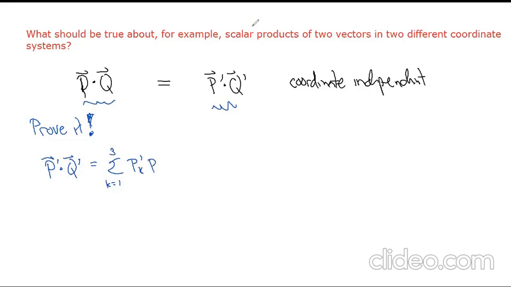So this is what the scalar product means in a coordinate system. Shame on me for using it, but we have to for this proof. So I match the 1 and 1, the 2 and 2, and the 3 and 3. But now how do I turn the P prime and the Q prime back into P and Q?